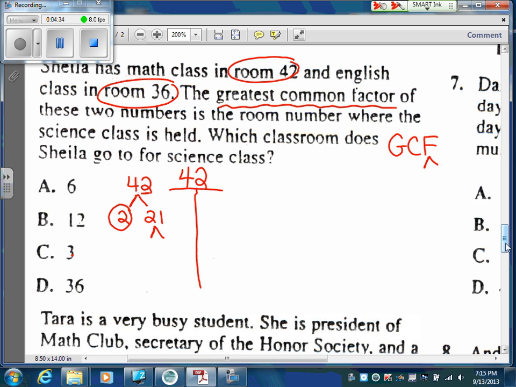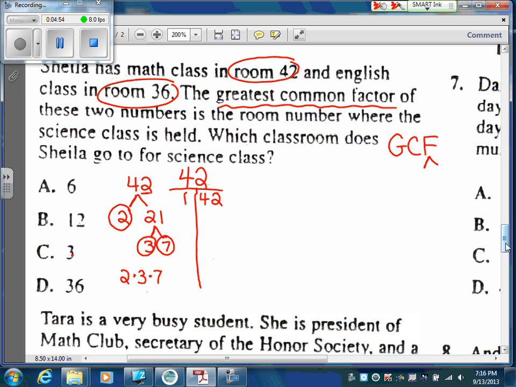Well, 21 we just did. That was 3 and 7, and both of those were prime, so I'm going to circle those and I'm done. Prime factorization: 2 times 3 times 7. Okay, so for my factor list, I always start with the 1, and then I look at my prime factorization.